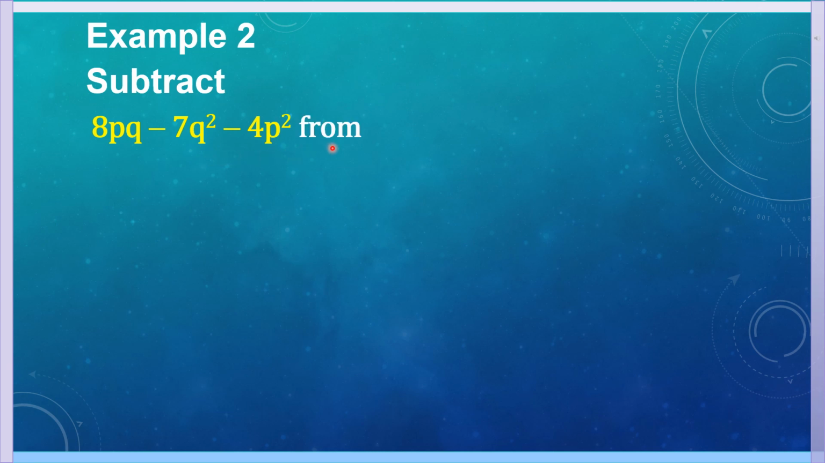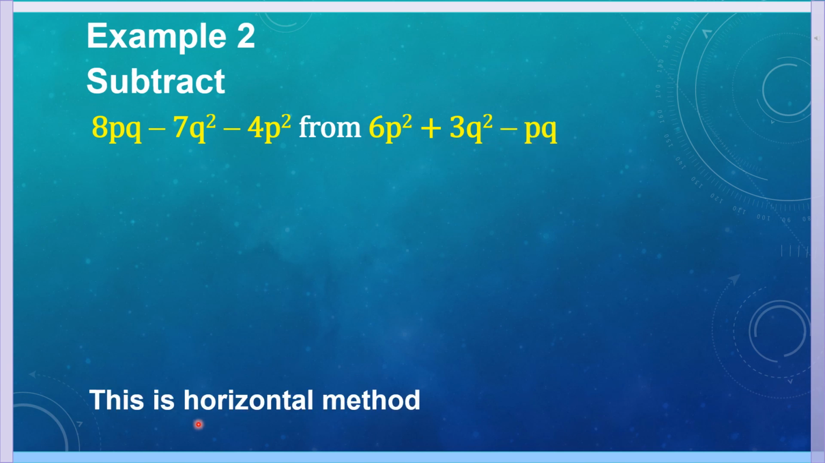Let us try this method with another example. Subtract 8pq minus 7q square minus 4p square from 6p square plus 3q square minus pq. This is the horizontal method. We write the expression horizontally like this.